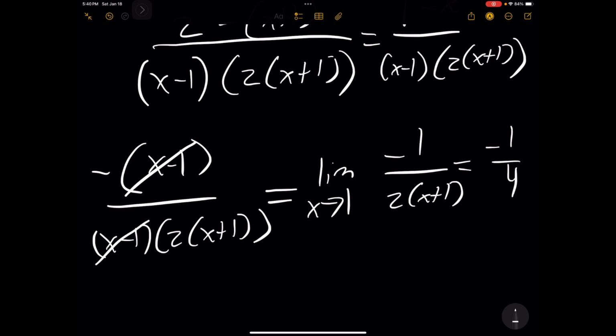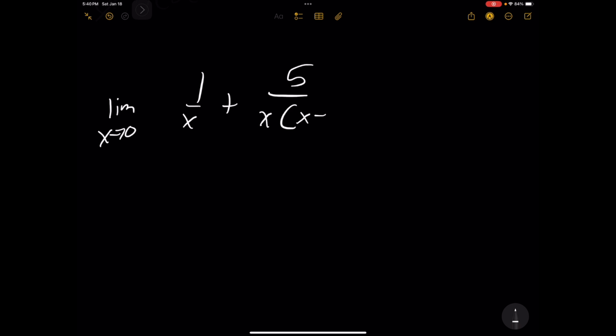Now, what if we can't use our laws? What if we have a problem like the limit as x approaches 0 of 1 over x plus 5 over x times (x minus 5)? In this case, we have the limit as x approaches 0, which means we're going to have a 0 in that first denominator, and we're also going to have a 0 in that second denominator.